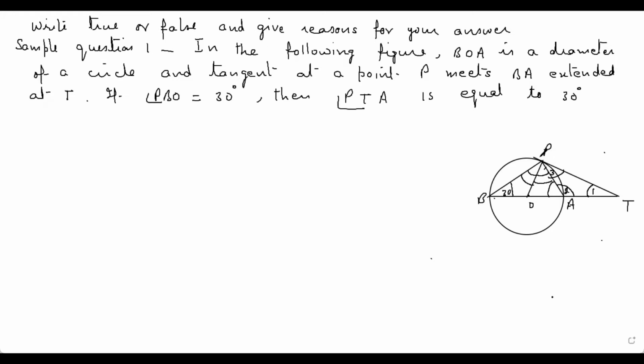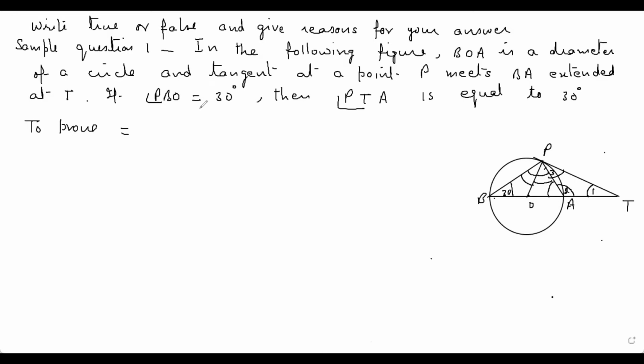Now OP is perpendicular to PT because radius is perpendicular to tangent at the point of contact. So it means OPT is 90 degree. If this is 90 degree and this is 60 degree, it means this angle 3 is 30 degree. If this is 30 degree, this is 120 degree, so this angle will be 30 degree. So this is right. Verbally I have explained it, but now I'm going to write it.